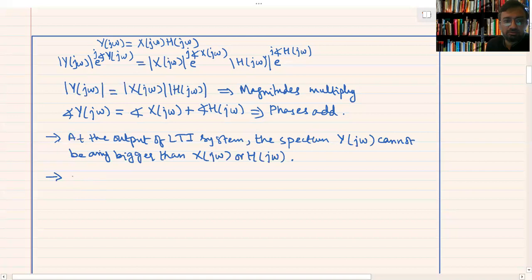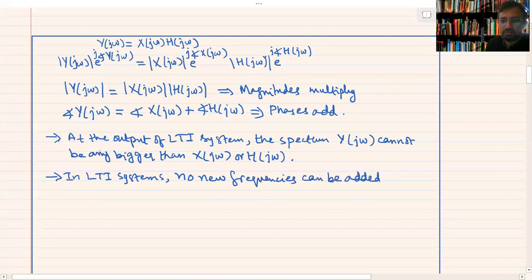output. So we can also put it down: in LTI systems, no new frequencies can be added to the output spectrum Y(jω). And all these things are actually very evident from this convolution property, because Y(jω) is the product of X(jω) and H(jω), and these are all the consequences of this property.